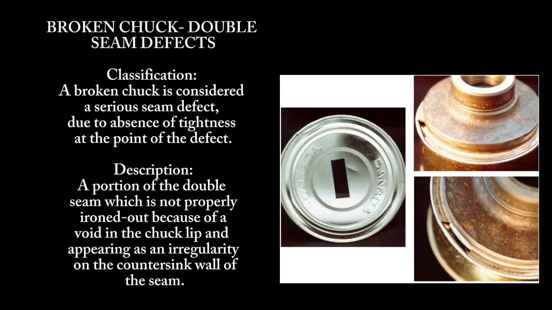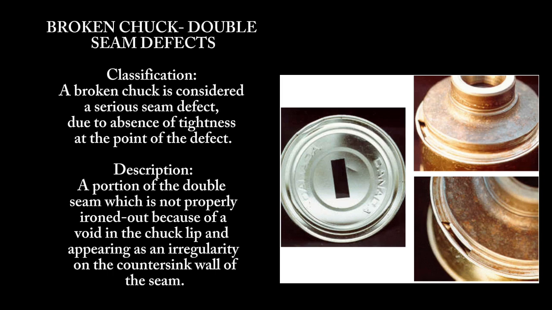Next is broken chuck, a double seam defect. A broken chuck is a serious defect in the double seam of a can as it results in a loss of tightness at the point of the defect, compromising the seal. This defect occurs when a portion of the double seam is not properly formed due to a void in the chuck lip, a part of the can seaming equipment that fails to apply adequate pressure.